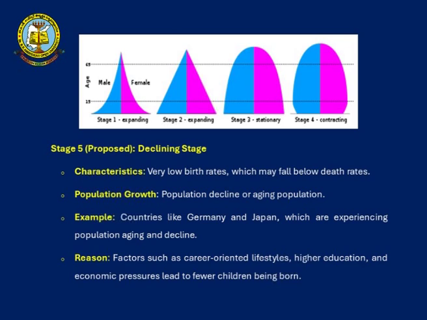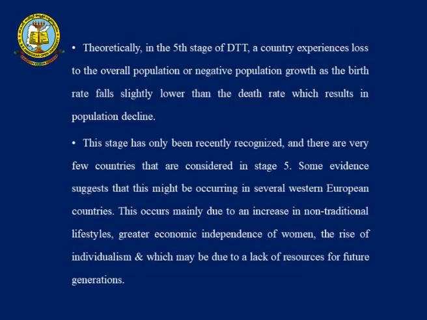Factors such as career-oriented employment, higher education, and economic pressure are a few of the reasons for such stages. Theoretically, in the fifth stage of demographic transition theory, a country experiences a loss to the overall population, or negative population growth, as the birth rate falls slightly lower than the death rate, which results in population decline. This stage has only been recently recognized, and there are very few countries that are considered in stage 5. Some evidence suggests that this might be occurring in several Western European countries.